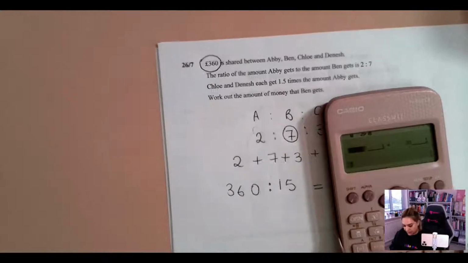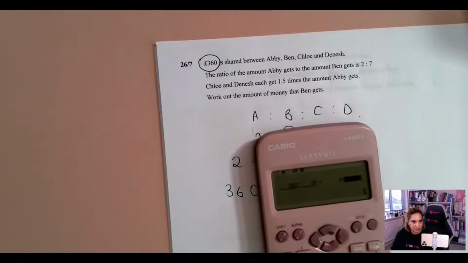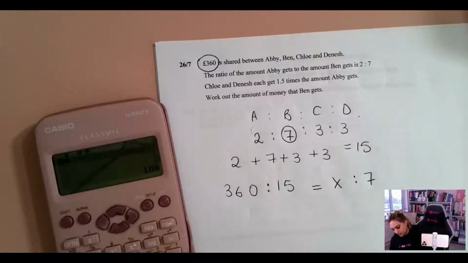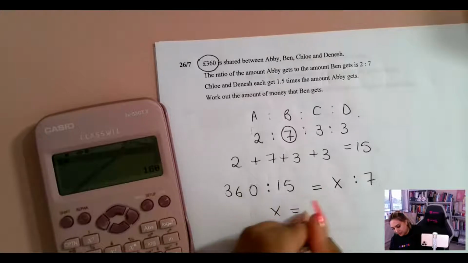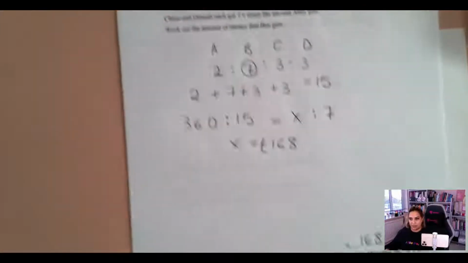So we've got 360 and 15. And then we've got x and 7. We hit equals and we get our answer, 168. So x equals £168, which I then put at the bottom.